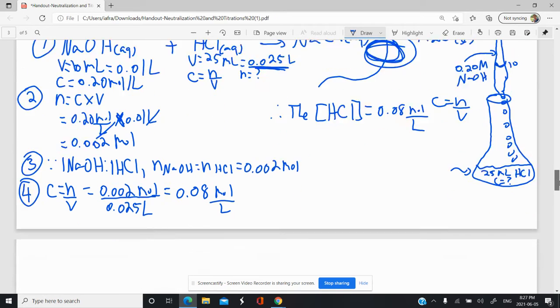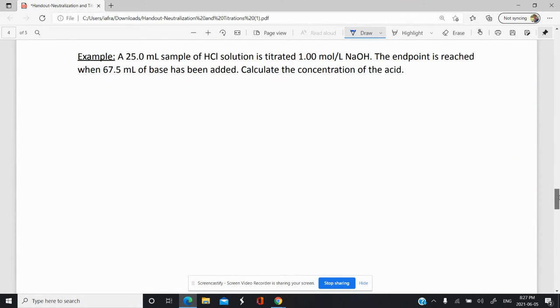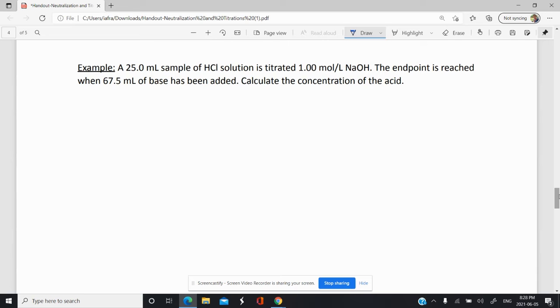So here we go. We have a 25 ml sample of HCl is titrated with 1.0 molar NaOH. The endpoint is reached when 67.5 mils of the base has been added. Calculate the concentration of the acid. So that's what we want to know there, the concentration of the acid.